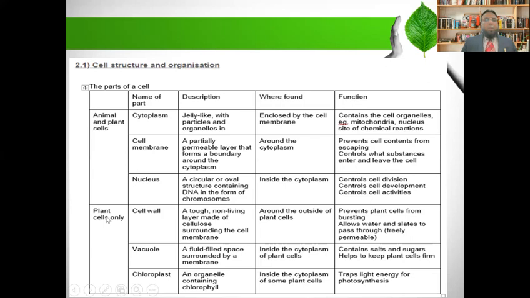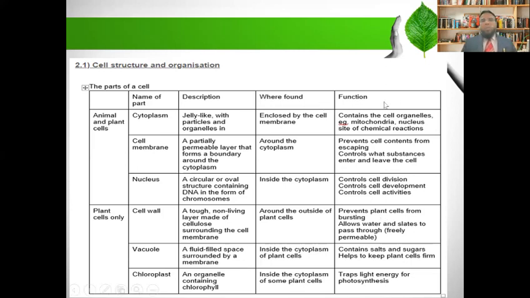Now, the another thing is chloroplast. Chloroplast is found in plant cell, but it is not found in animal cell. So chloroplast is the organelle that contains chlorophyll. What is chlorophyll? Chlorophyll is a green pigment which has the capability to absorb light.